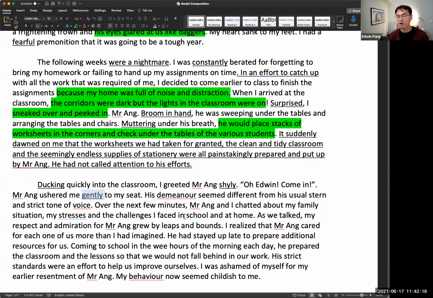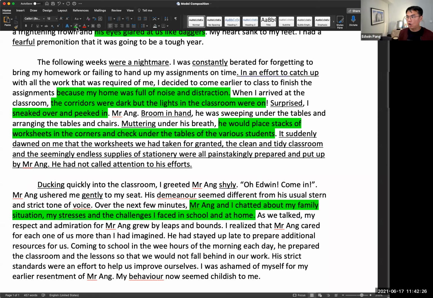Ang and I chatted about family. All of this is show not tell. That means I'm telling you that the teacher is very caring. Okay, the teacher is actually concerned about me and not just about the homework that I hand up and not just about meeting the deadlines. Because in the beginning, I said, right, he always forces us to meet deadlines, always asks us to hand up homework. So, I feel very stressed out.